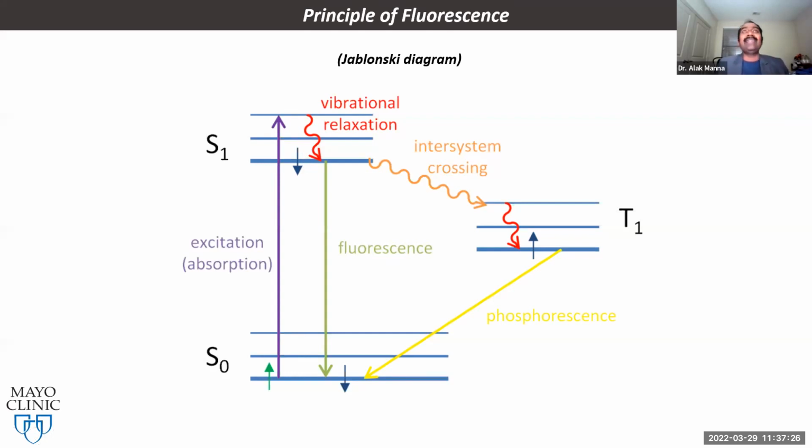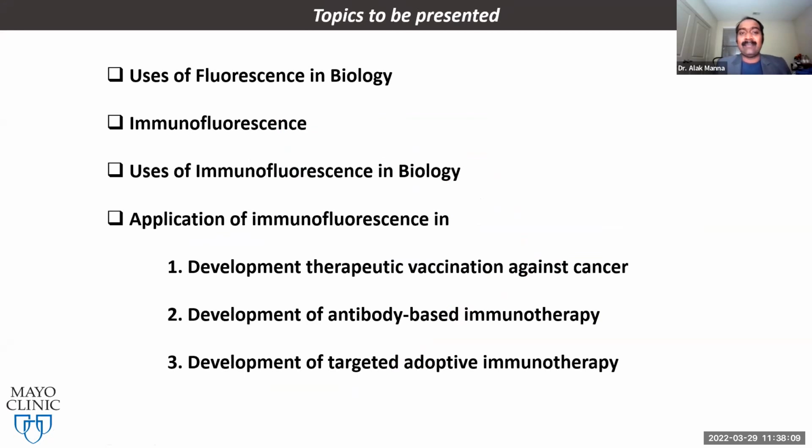When that state is unstable, they come back to the stable excited state, and from there they go directly to S0, which is the ground state, and that is called fluorescence. If it comes through intersystem crossing, which is a transition state, then we have phosphorescence. Fluorescence and phosphorescence have similar emission spectra, but the principle is completely different.